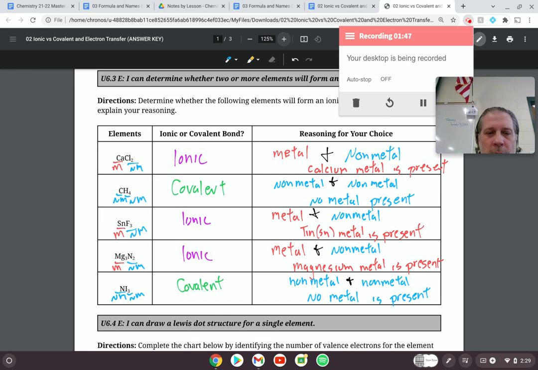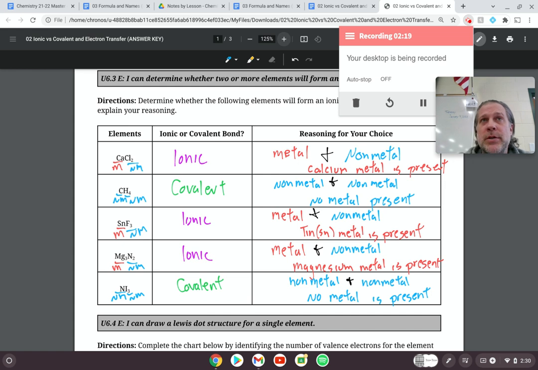Okay, so I went through and I filled in the rest of this chart. Carbon is a nonmetal. Hydrogen is also a nonmetal, even though it's a tricky little one that appears to be on the metal side. So that makes it two nonmetals, so it's covalent. And so you could say nonmetal and nonmetal, or no metal is present. SnF3: Sn is tin, it's a metal. Fluorine is a nonmetal. So a metal and a nonmetal makes it ionic. You could have also written tin, metal is present.